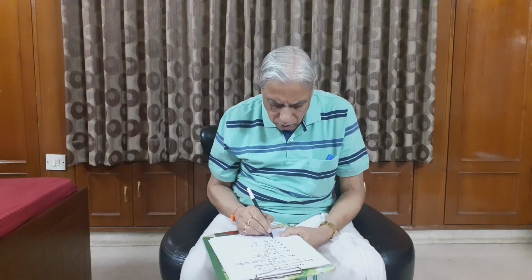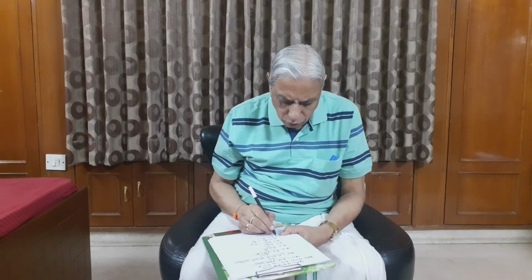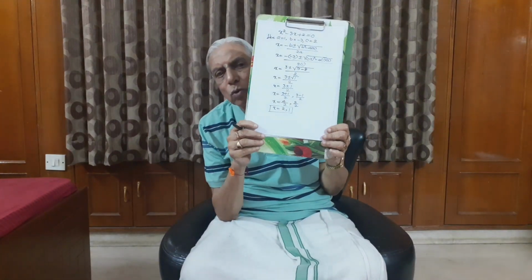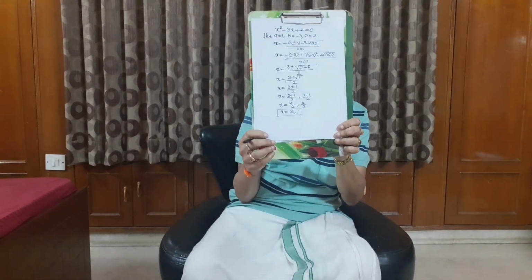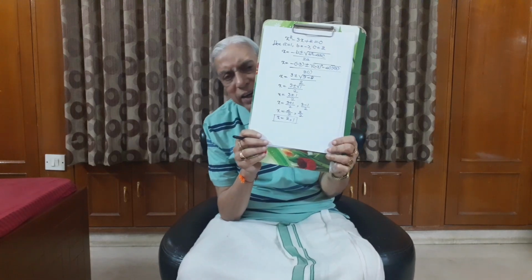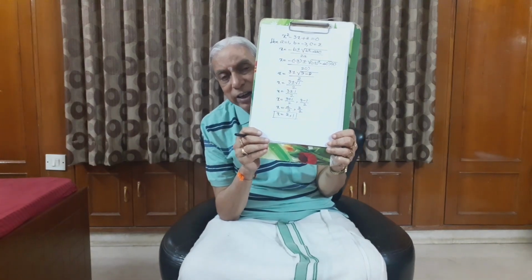X is equal to 4 by 2 means 2. What is 2 by 2? 1. Therefore, the two roots of the equation are 2 and 1. So easy. Only thing is that you have to apply the formula correctly and substitute correctly.